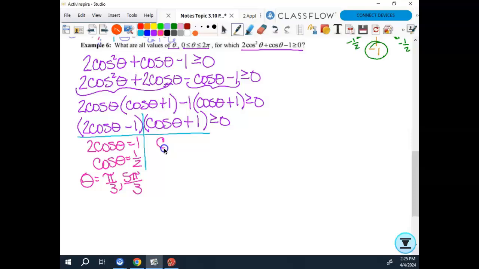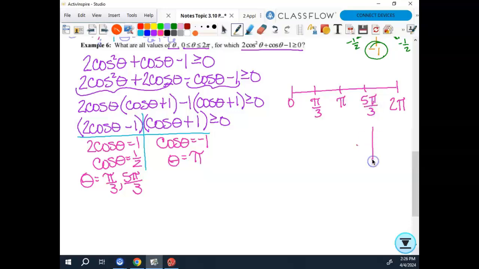All right, so then here, cosine theta is equal to -1. When does cosine equal -1? At pi. Okay. All right, so on my number line, we're going from 0 to 2 pi. What comes after the 0? What's the next one? Pi thirds, then pi, then 5 pi thirds. This is all cosine, so my quadrantals are 1, 0, -1, and 0.